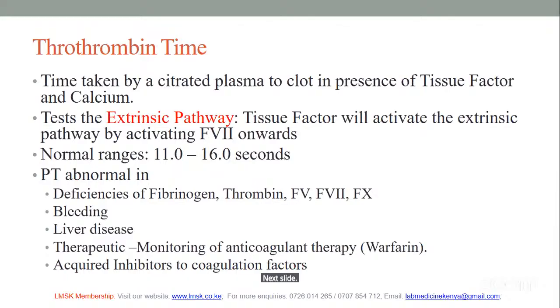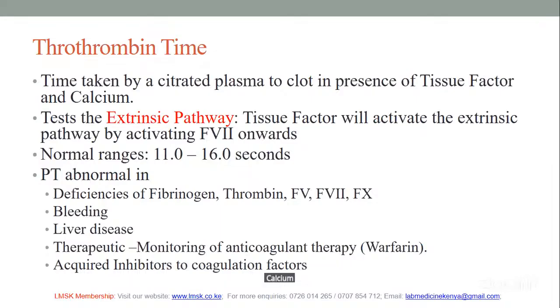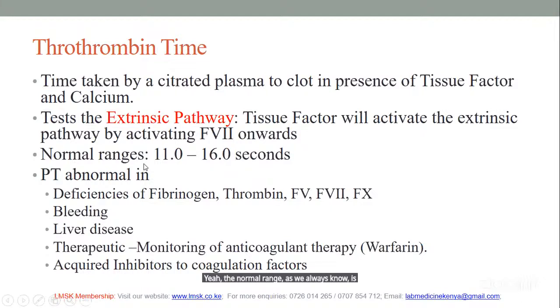And now, prothrombin time. Why do it here? It is the time taken by citrated plasma to clot in the presence of tissue factor and calcium. It always assesses the extrinsic pathway. That is, tissue factor will activate the extrinsic pathway by activating factor 7 onwards. The normal range, as we always know, is 11 to 16 seconds.